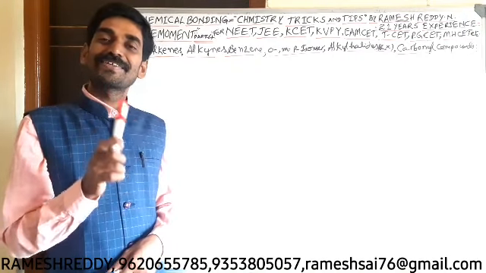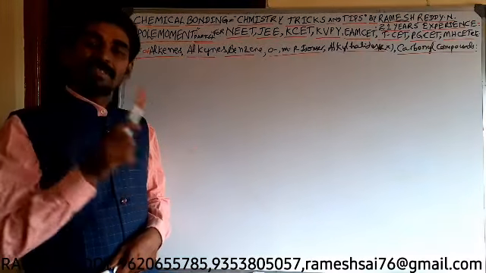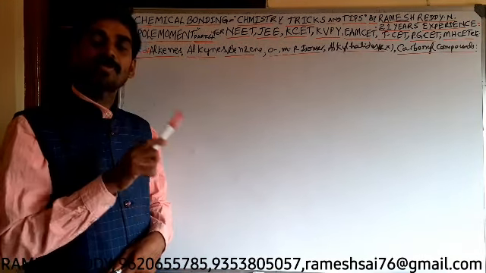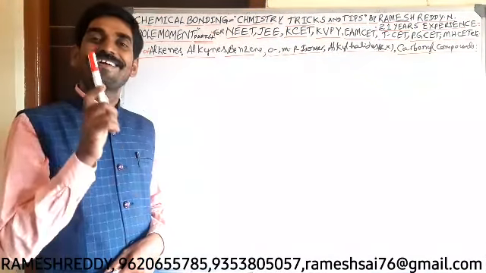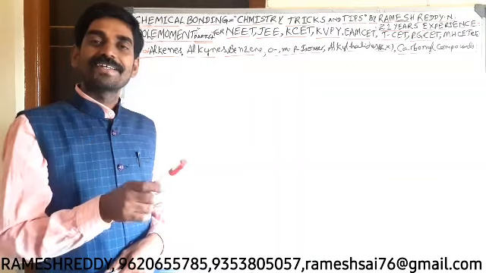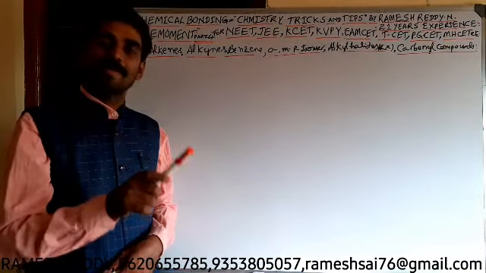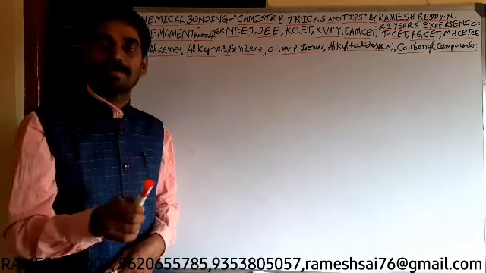Today we are going to discuss dipole moment, part 4. In this series we are going to discuss how to find the dipole moment of alkenes, alkynes, benzene, ortho, meta, para directing aromatic compounds, and then alkyl halides and carbonyl compounds.